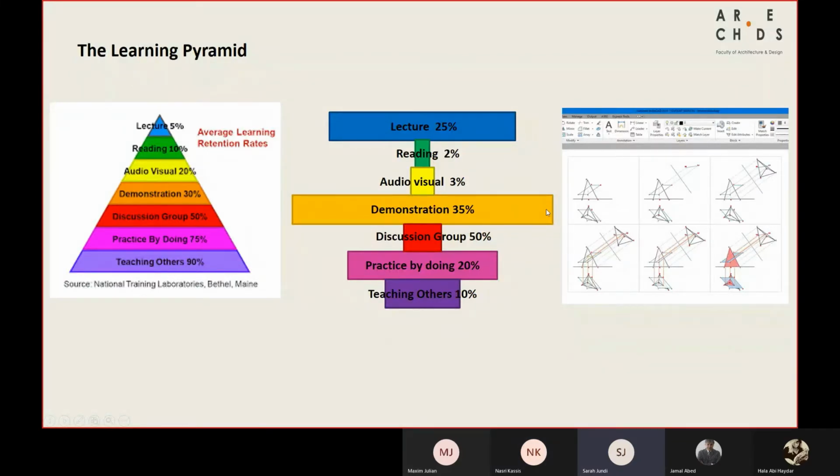Regarding the learning pyramid, I usually start the session with a 40 to 45-minute lecture, followed by a demonstration of what I explained in the lecture. I usually use the AutoCAD platform to explain a certain application. After finishing this demonstration, I ask the students to do the same exercise or give them a similar exercise to make sure that they understand what I have explained. And this lies under practice by doing.